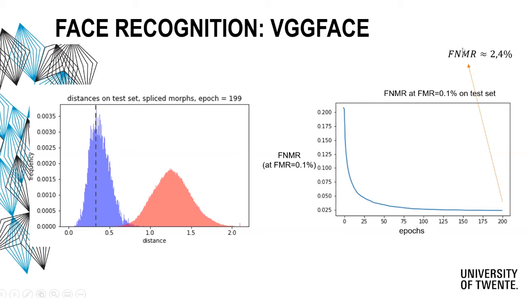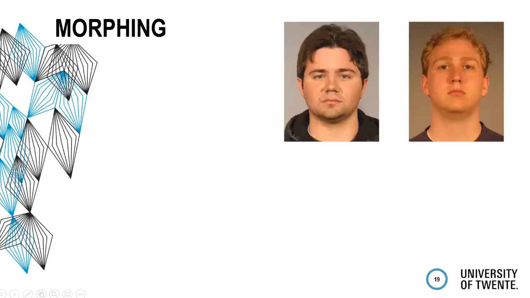And we end up at the end with a false non-match rate of about a bit more than 2%. Now, what happens with morphs? So first, what are morphs?